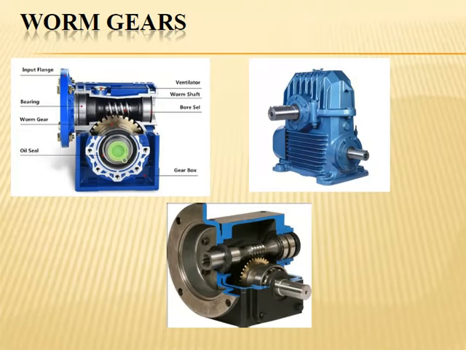In this slide, we will see the actual worm gearbox. Here we can see the bearings at both ends are present. Then the worm gear is present here. The oil seal is also present, and the input shaft worm is present. The ventilator, we know, is very important for the gearbox. And you can see this worm gearbox has fins.